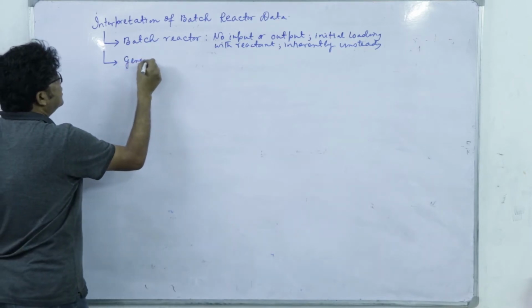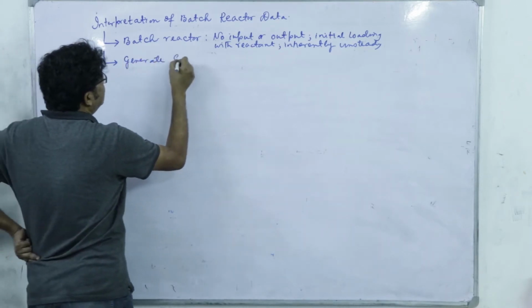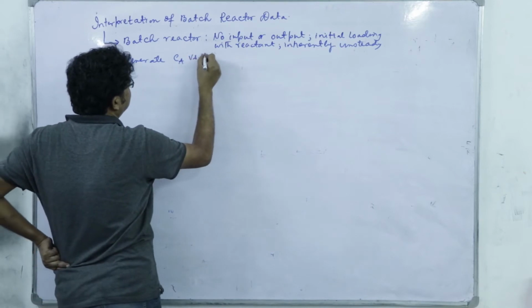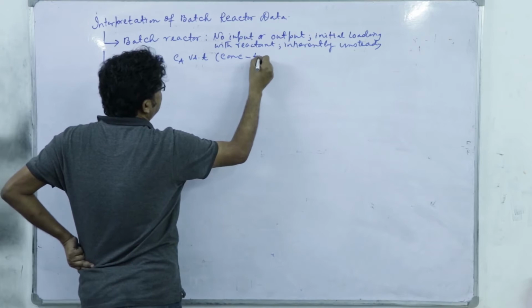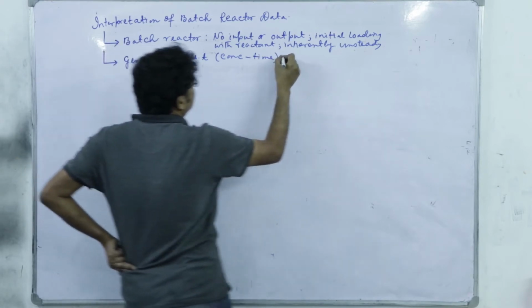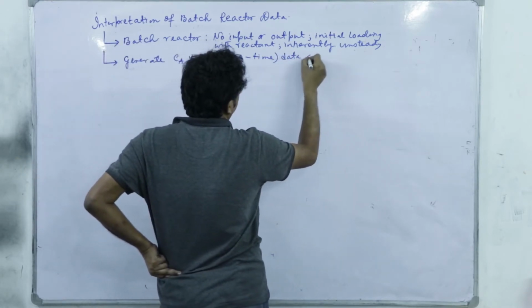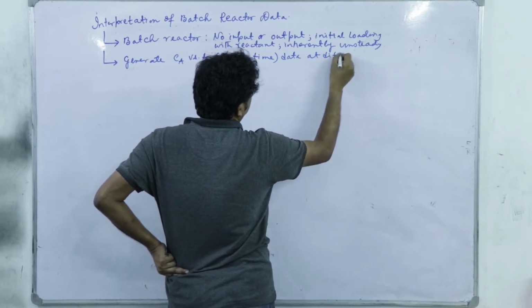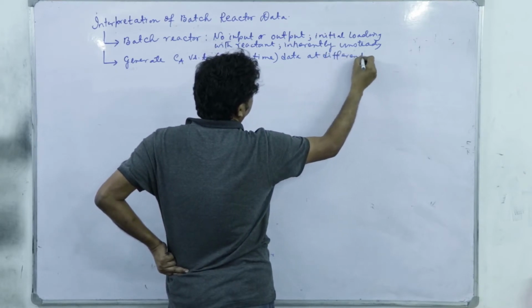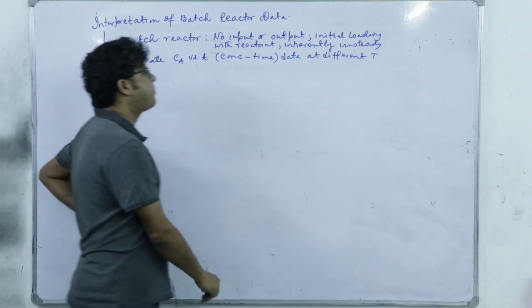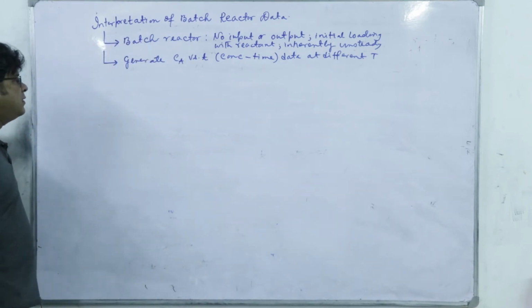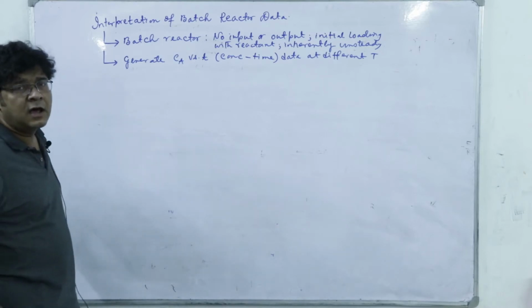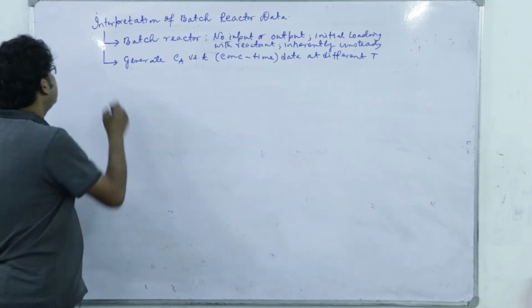Generate CA versus t, that is concentration-time data at different temperature. Right. So that is to be generated, the concentration of the limiting reactant, how it is changing with time.